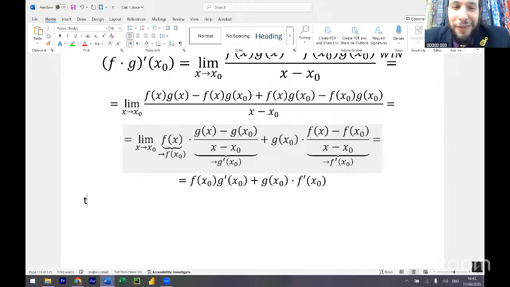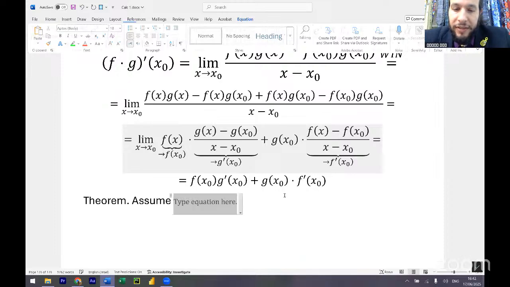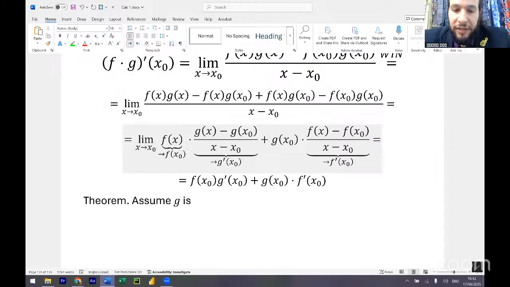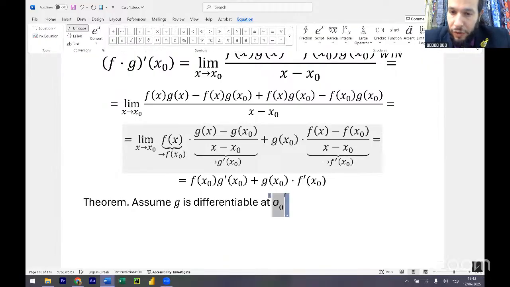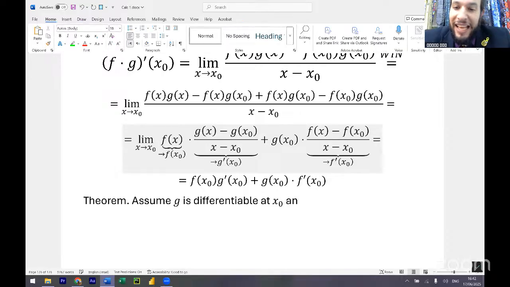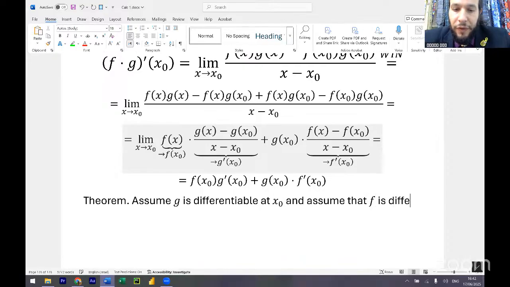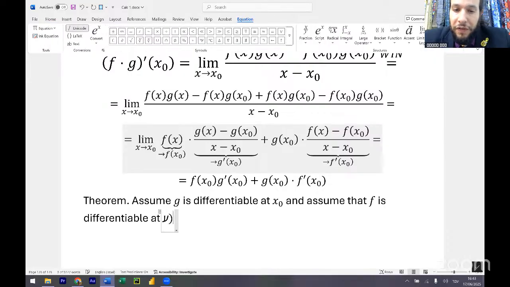The next theorem: assume that g is differentiable at x0, and assume that f is differentiable at g of x0.